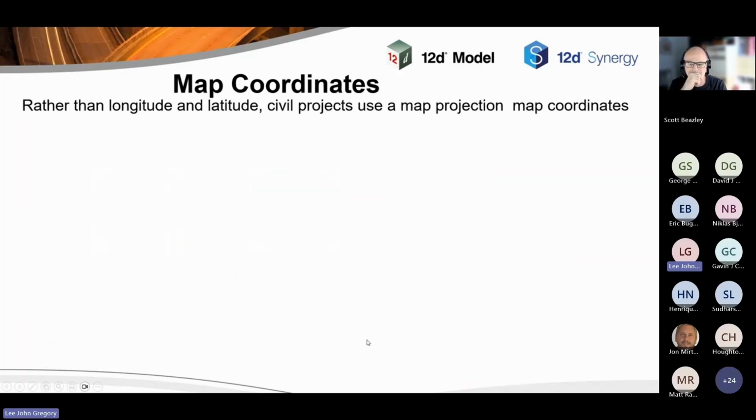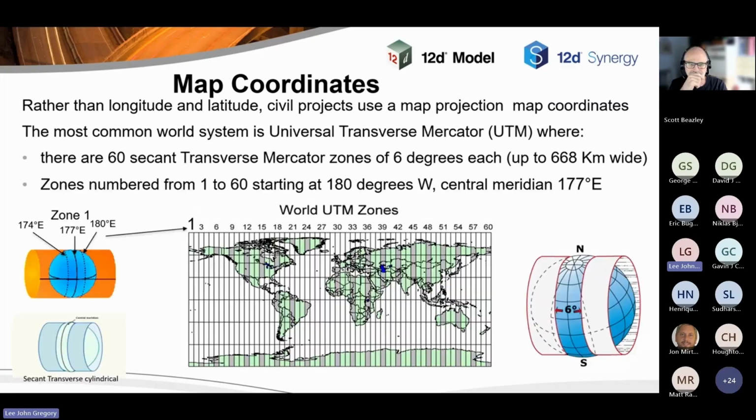In civil projects, we're talking about long civil projects, we don't use longitude and latitude. We use a thing called a map projection and map coordinates. For that, you basically have something like a cylinder in this case. You go from the center of the Earth through the point on the surface of the ellipsoid, and you hit this cylinder. You roll that out, and that'll give you what we call eastings and northings, or map coordinates.